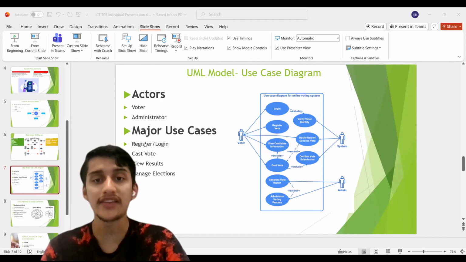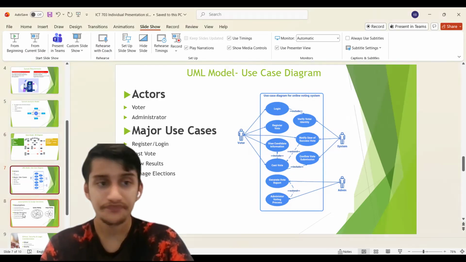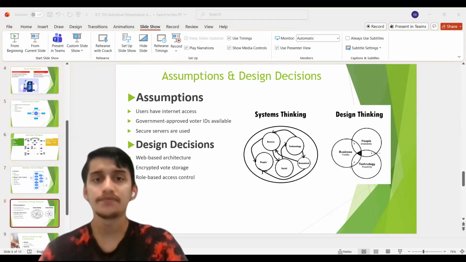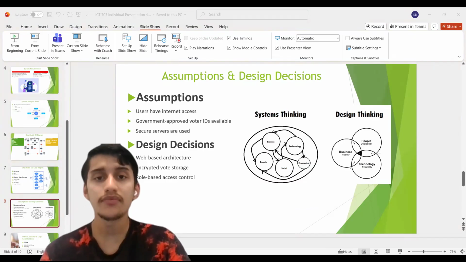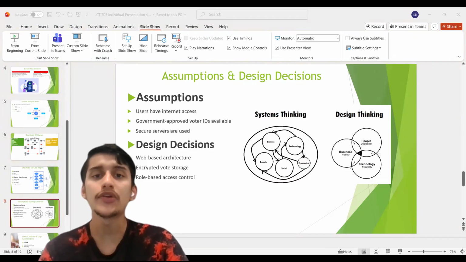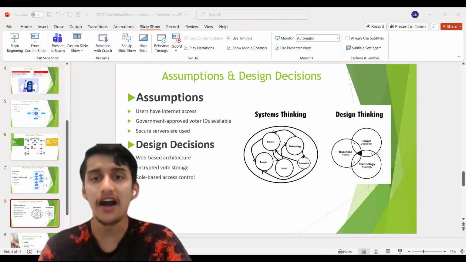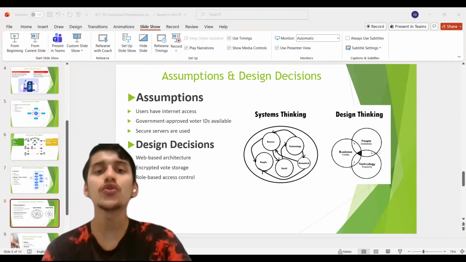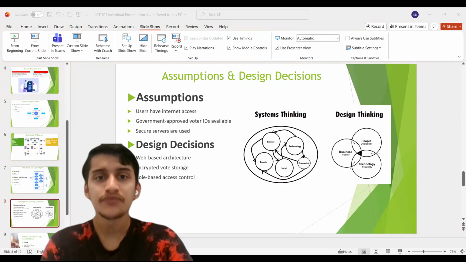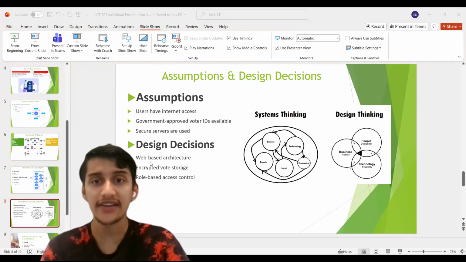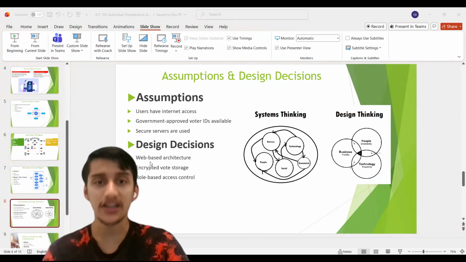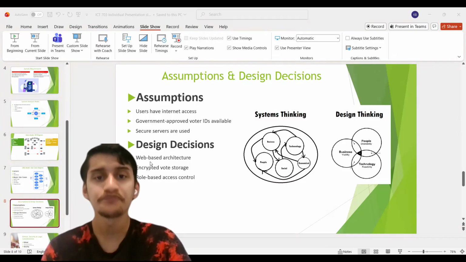Next, I will briefly explain the assumptions which were made and the design decisions which were taken while doing all this modeling. Some assumptions include users having internet access, availability of government-approved voter ID, and the use of secure servers. Based on these assumptions, I chose a web-based authenticator, implemented encrypted vote storage, and applied role-based access control. These decisions help balance security, usability, and system efficiency.